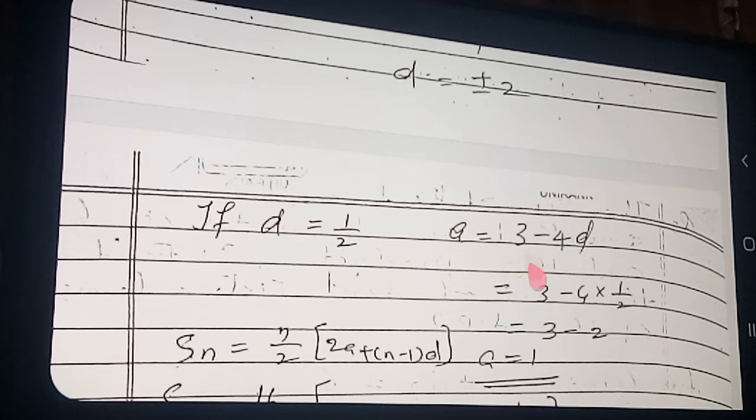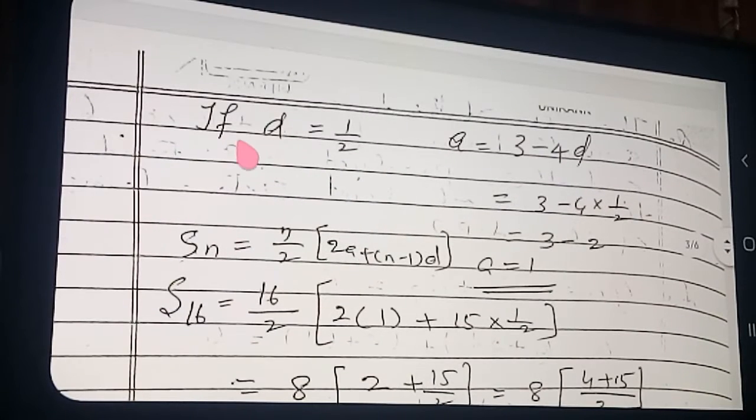What is the value of a? Apply it here in the formula, 3 minus 4d. So 3 minus 4 into d, how much coming? 1 by 2. This up and down cancel. So what are you getting? 3 minus 2. How much did you get? 1. You got the value of a as 1.